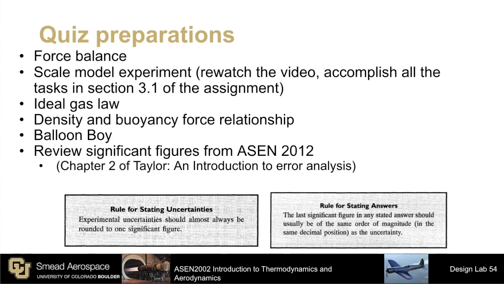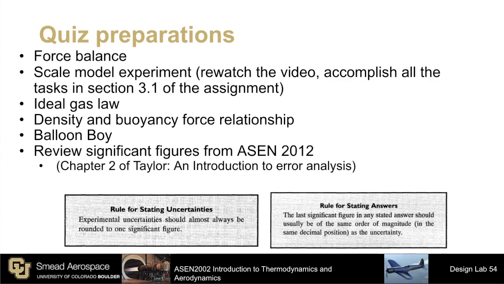The specific chapter of your 2012 book is provided here for completeness and to help you direct your preparations. I recognize that you may not be at the point in 2012 to properly propagate uncertainties, but you should be able to recognize answers with incorrect significant figures.